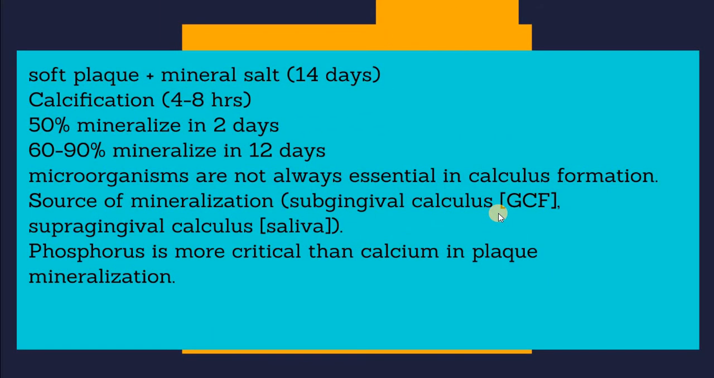And the soft plaque is hardened by the precipitation of mineral salt, which usually starts between the 1st and 14th day of plaque formation. Calcification has been reported to occur in as little as 4 to 8 hours. And calcifying plaques may become 50% mineralized in 2 days and 60 to 90% mineralized in 12 days.